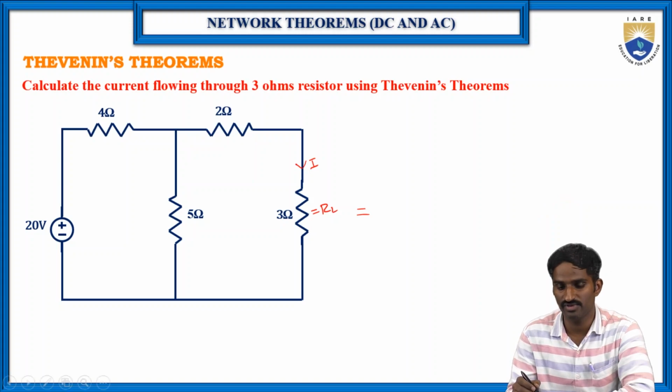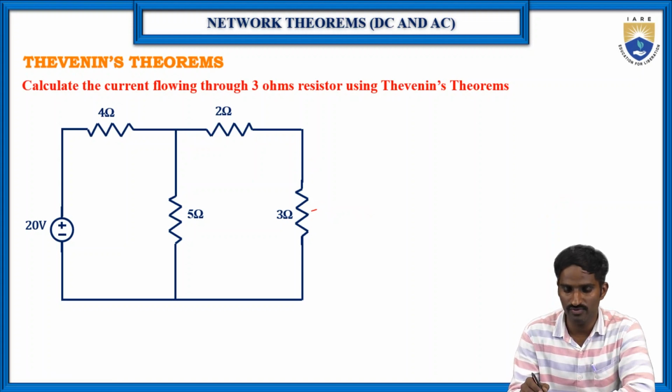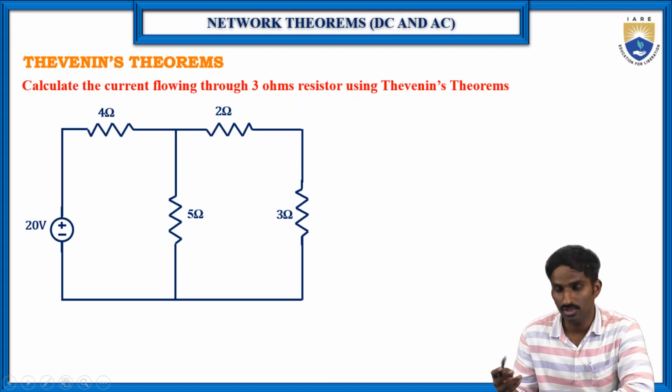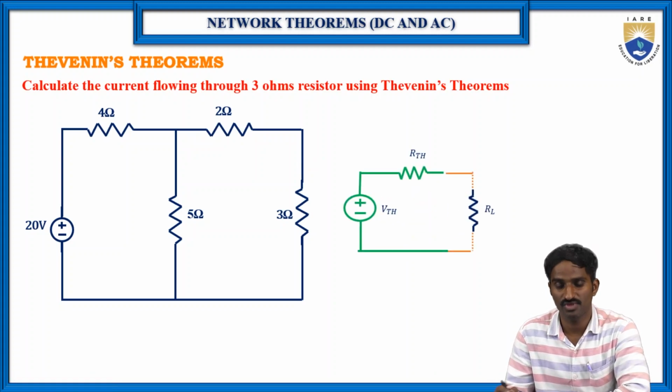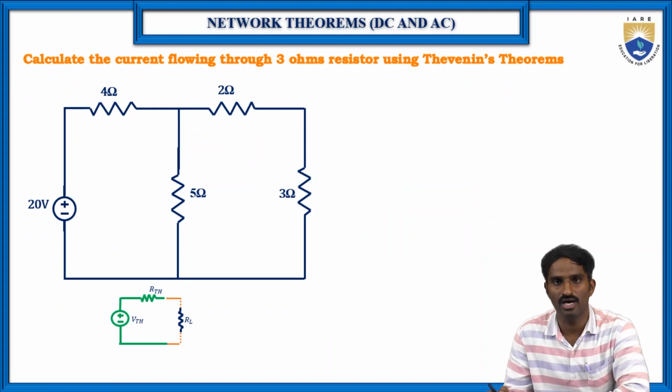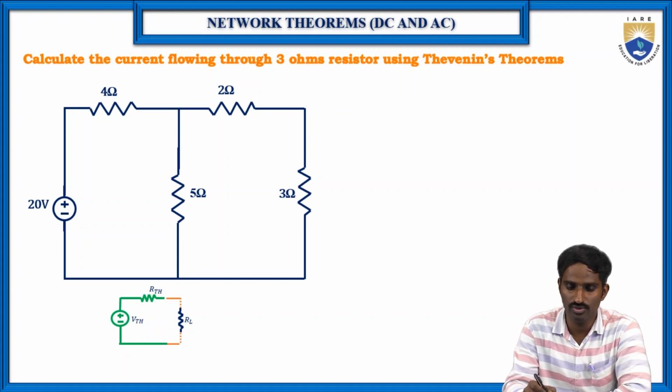Let us see how to find V Thevenin and R Thevenin, and after finding them, how we can find the current flowing through the load resistor using Thevenin's theorem. Right? Yes, here you can see we should replace the circuit with this equivalent circuit, and in it we should find V Thevenin and R Thevenin. First, let us find R Thevenin. According to the statement, we need to find R Thevenin across the load terminals. So what are the load terminals?